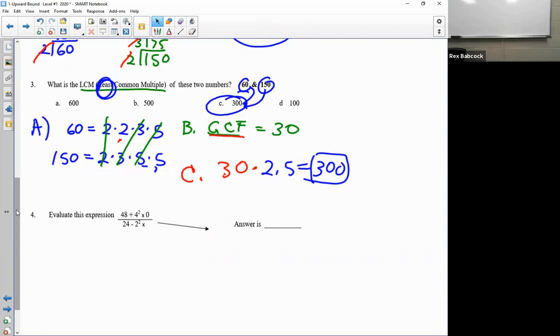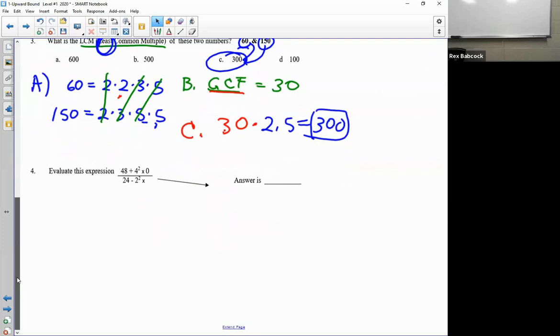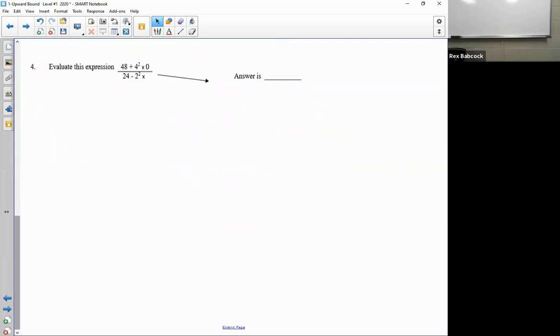Okay, I hope you have those notes. Any questions? Any questions about number 3? Well, number 4, simplify that expression either with or without a calculator.